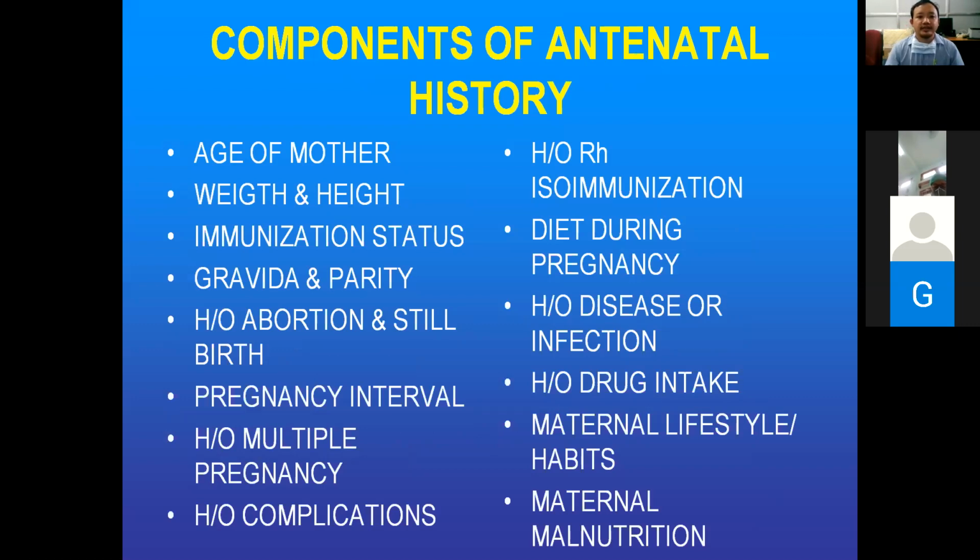These are the components of antenatal history. We should record what is the age of the mother, what is the weight and height of the mother, immunization status of the mother, whether TT was received or whether rubella vaccination was taken, what is the gravity and parity, history of any abortion and stillbirth, any pregnancy interval, because with multiple pregnancies without spacing, we may get small for gestational age, history of multiple pregnancies, history of complications like oligohydramnios, polyhydramnios, then history of Rh immunization, what was the diet during pregnancy, history of disease or infection like HIV, like TORCH, history of any drug intake, maternal lifestyle and habits, and maternal malnutrition. So we should record all these histories.